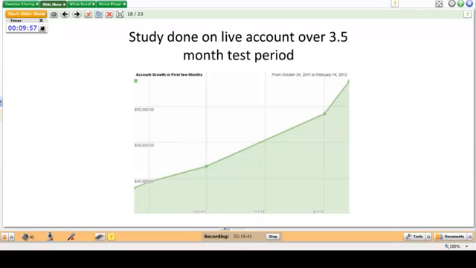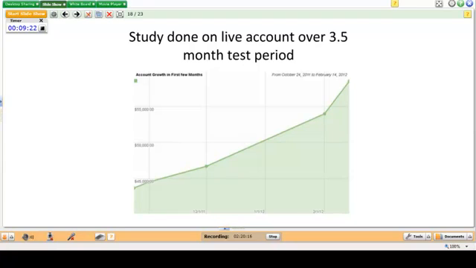So once we saw the backtesting results, we knew that the criteria was based on characteristics that have been proven to work over time. So these are proven fundamental characteristics that we're screening for, and that gave us a lot of confidence that this methodology would work well on a live account. So we decided to apply this to a live account, one of our smaller trading accounts, over a 3.5-month period, and we found that the account grew at a nearly 200% annualized rate over the approximate 3.5-month test period.